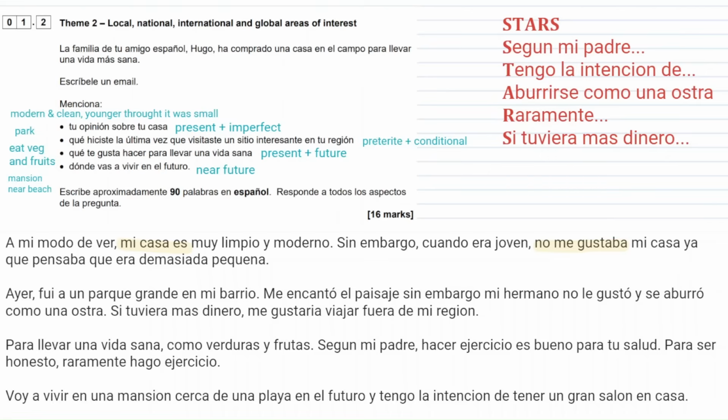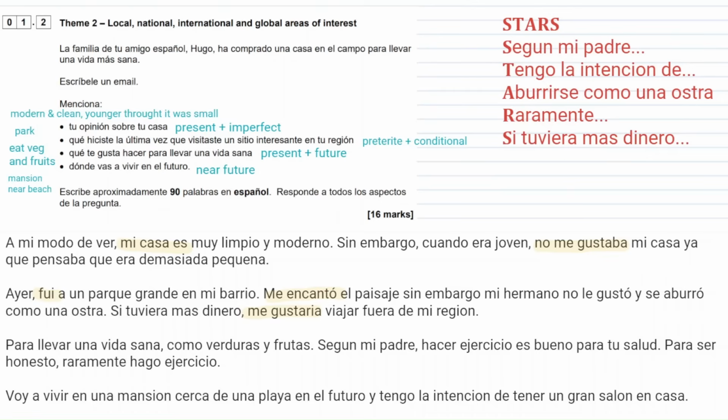Now for the next paragraph, answering the question of what did you do the last time you visited an interesting site in your region. So, ayer fui a un parque grande en mi barrio. Me encantó el paisaje, sin embargo mi hermano no le gustó y se aburrió como una ostra. Si tuviera más dinero, me gustaría viajar fuera de mi región. In this paragraph, I've used the preterite tense with fui and me encantó, and the conditional tense with me gustaría. I have also used the idiom aburrirse como una ostra, meaning to get bored like an oyster.